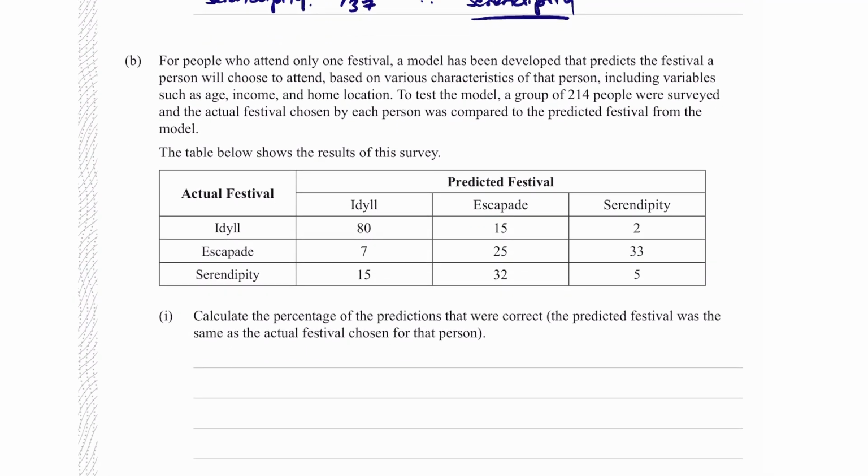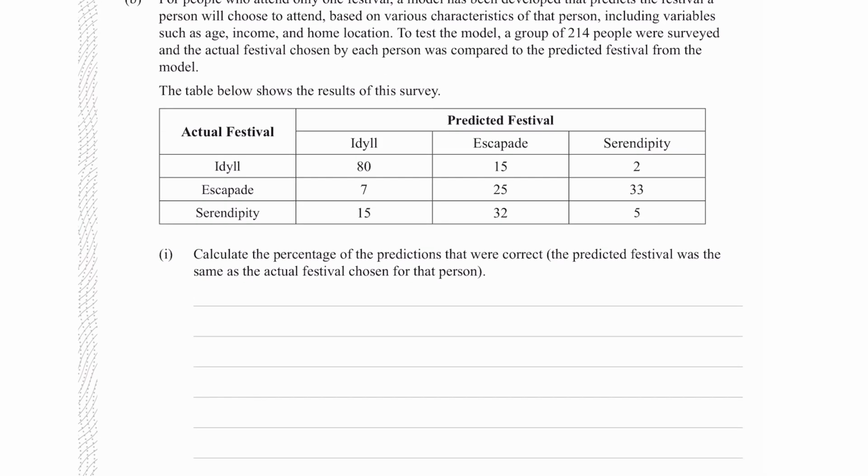Part B. For people who attend only one festival, a model has been developed that predicts which festival a person will choose to attend based on various characteristics. To test the model, a group of 214 people were surveyed, and the actual festival chosen by each person was compared to the predicted festival from the model. Calculate the percentage of predictions that were correct. That is, the predicted festival was the same as the actual festival chosen for the person.